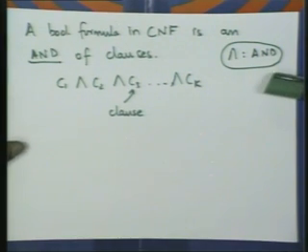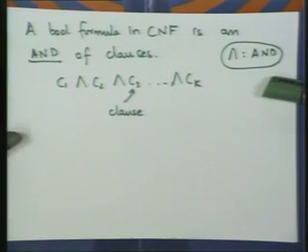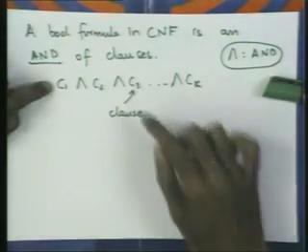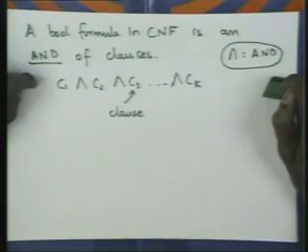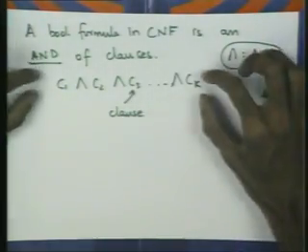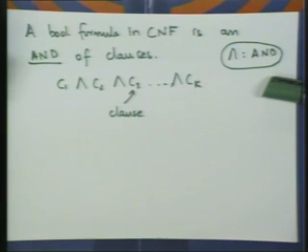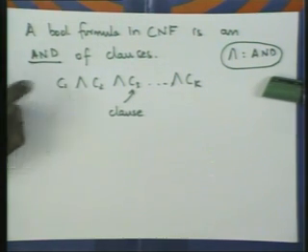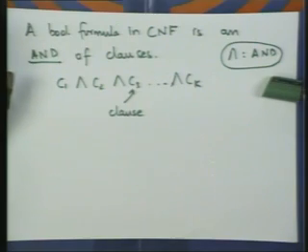Okay, so this is another definition. A Boolean formula in CNF is an AND of clauses. Each of them is a clause, C1, C2 up to CK, and C1 and C2 and C3 and so on up to CK, this I'll call a Boolean formula in CNF. CNF stands for conjunctive normal form. Each of these clauses, remember, is an OR of literals. So this is an AND of ORs, and so it's called the conjunctive normal form.